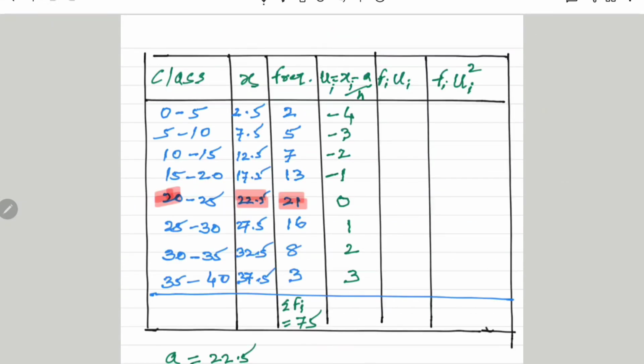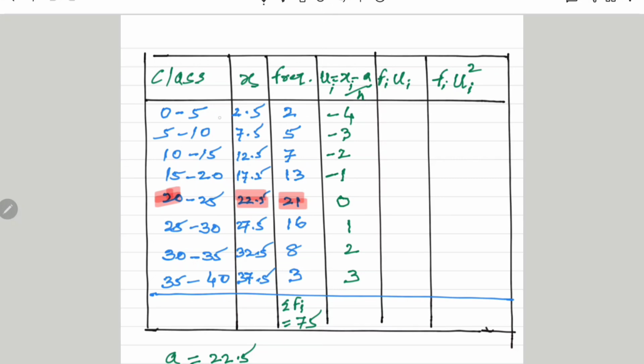First column of class, then class mark midpoint, then the corresponding frequency. We find ui as xi minus a upon h, then fi ui and fi ui square. We put the values of class in the first column: 0 to 5, 5 to 10, 10 to 15, 15 to 20, 20 to 25, 25 to 30, 30 to 35 and 35 to 40.